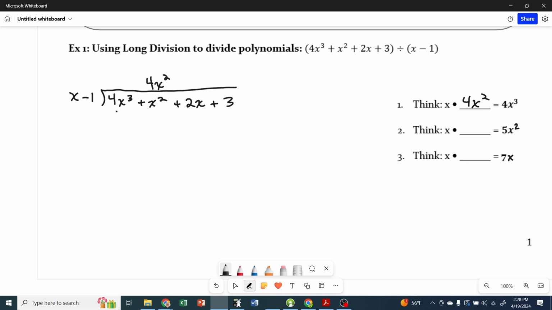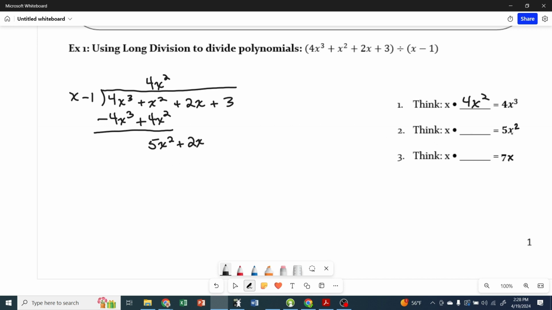So we're going to multiply. 4x squared times x is 4x cubed. Well, I want different signs. I want to change this sign because I'm going to add down these columns. So 4x squared times x is 4x cubed, but I'm going to change my sign to negative 4x cubed. 4x squared times negative 1 is negative 4x squared, but I'm going to change that to positive because when we subtract, we change the signs. So now I'm going to add down the columns. 4x cubed plus negative 4x cubed is 0. x squared plus 4x squared is 5x squared. Now we bring down plus 2x.